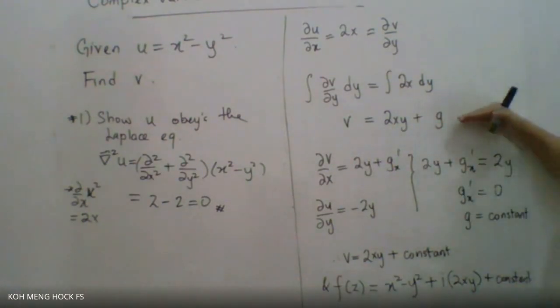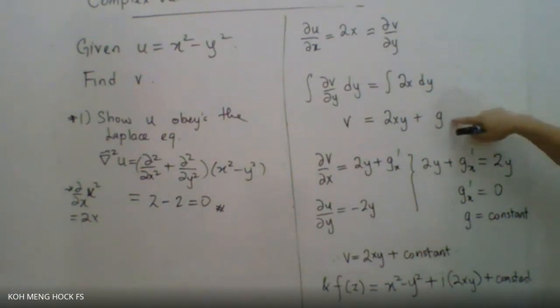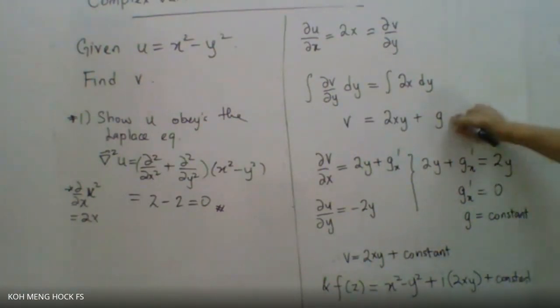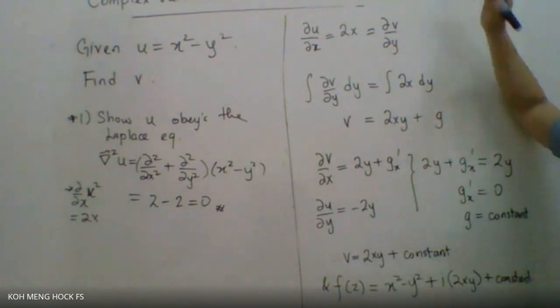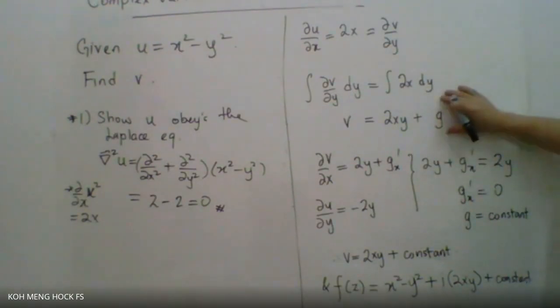Here I want to point out, just now I mentioned g is a constant. Remember in the previous example, I said g is a constant. So I made a mistake. g is not necessarily a constant. g is a function which you do not know. It can be a constant, or it can be a function. So let's just say g is a function. Now you want to find what g is.